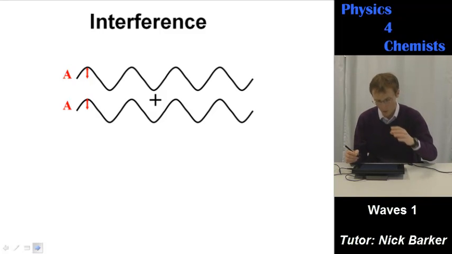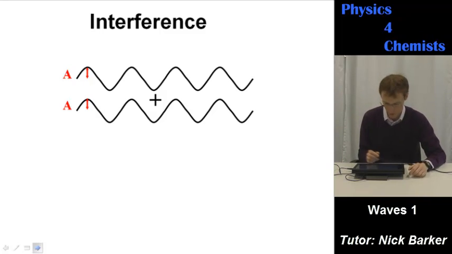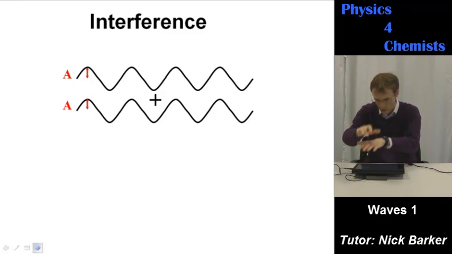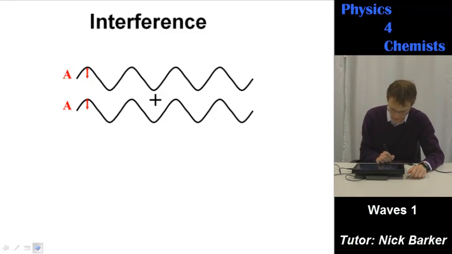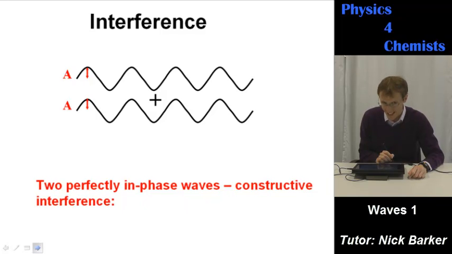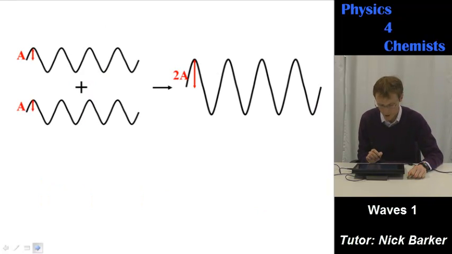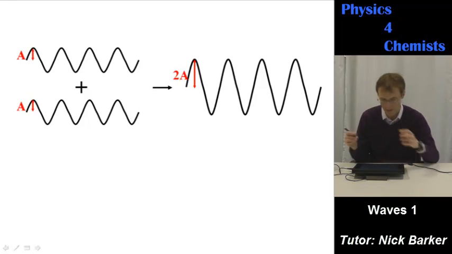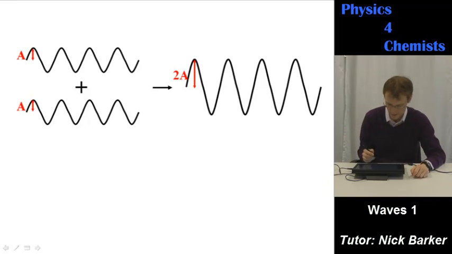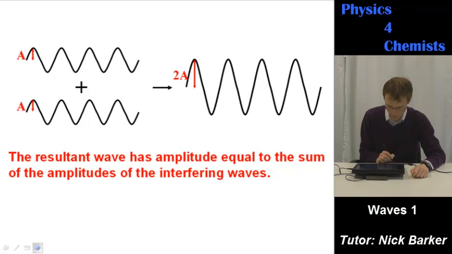Interference. Take two waves that are said to be in phase. So as one is going up, the other's going up. One goes down, the other's going down, and so on. So they're in phase like this. Two perfectly in phase waves, where they meet, are said to undergo constructive interference. And the product is going to be a new wave with twice the amplitude. So you've got amplitude A, they meet, and so you have twice that amplitude in the resultant wave. It's actually the sum of the amplitudes of the interfering waves. I was just keeping the numbers neat there.